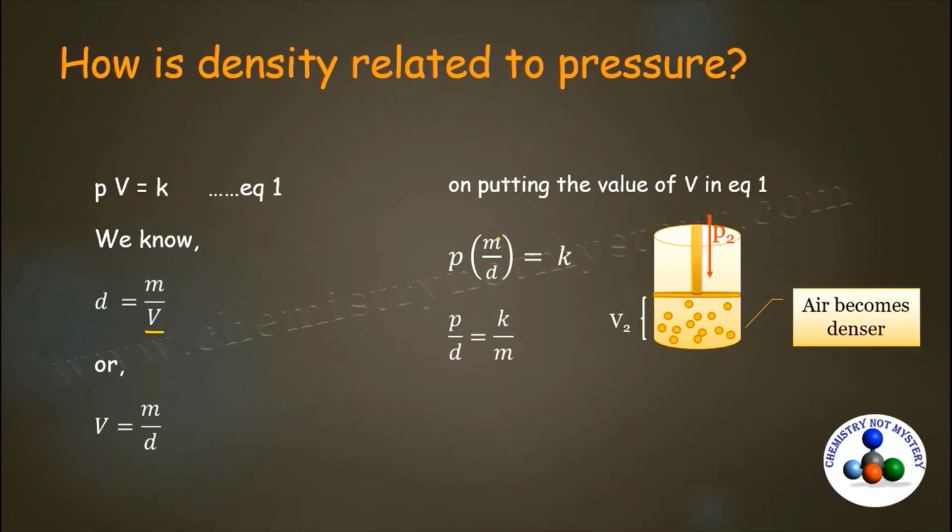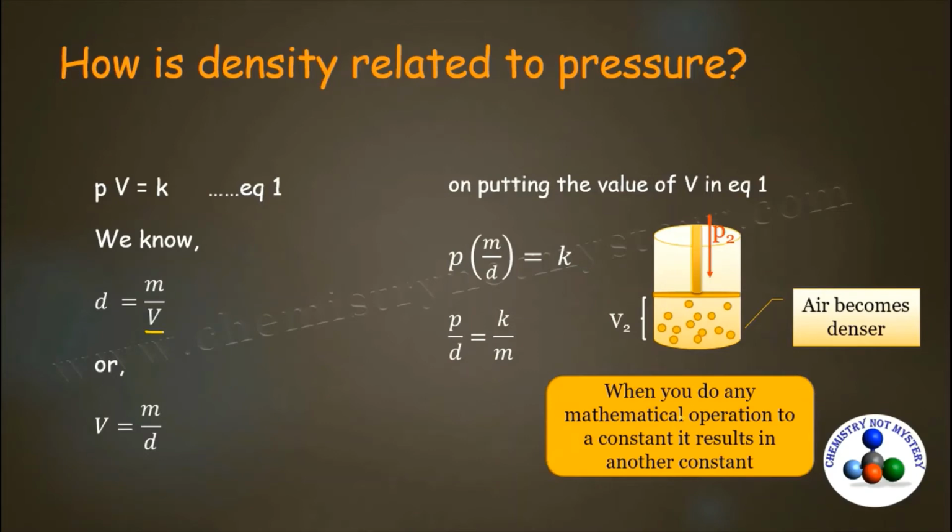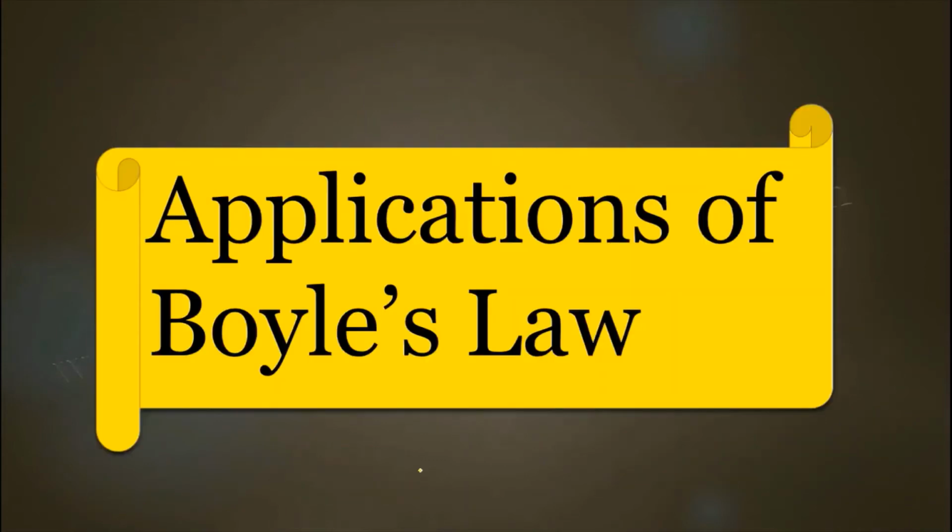Now transfer mass to the other side of the equation. So you will get P over density is equal to constant over mass. And you know, when we do any mathematical operation to a constant, it results in another constant. So here, when constant K is divided by mass, we will get another constant, that is K dash. So here you will get the formula pressure over density is equal to constant. That means pressure is directly proportional to density.